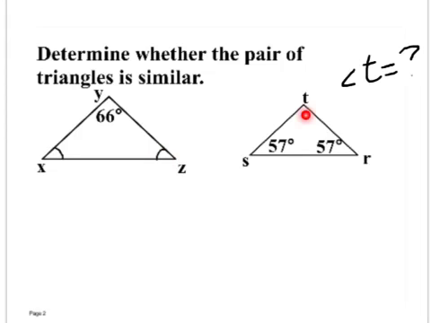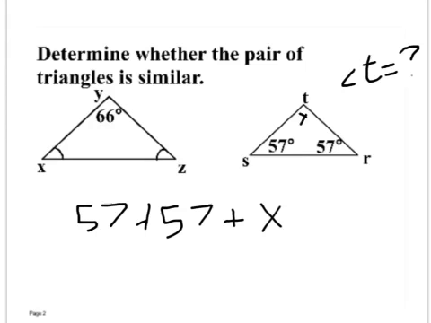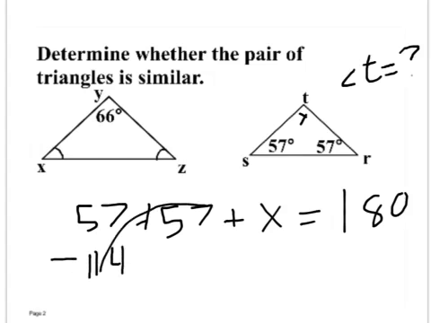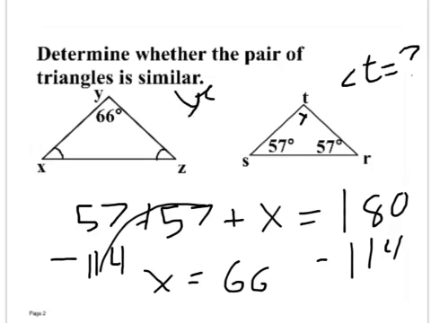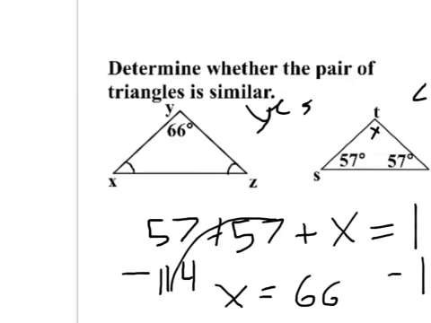What do we have to know about triangles? The total is 360. No, it's 180, right? The measure of all angles is 180. So 57 plus 57, plus angle T, we're going to call this X right here, equals 180. What is 57 plus 57? 114. What is 114 subtracted from 180? 66. So X equals 66. So are these triangles similar? Yes, they are. Now I'm going to erase all this and show you another way of doing it.